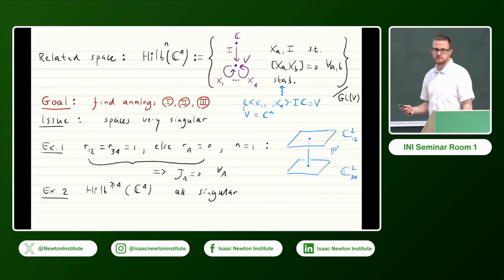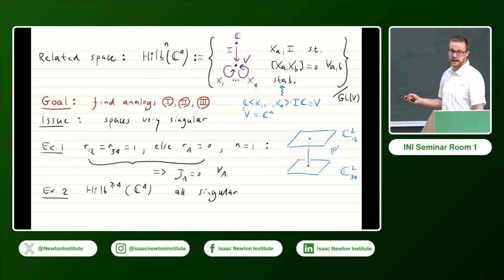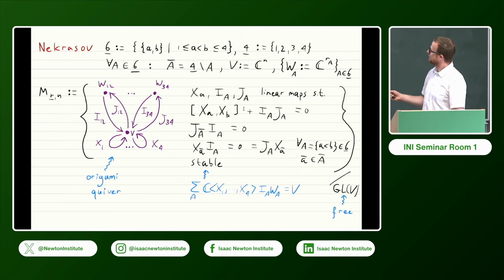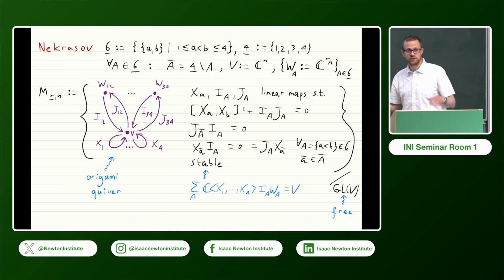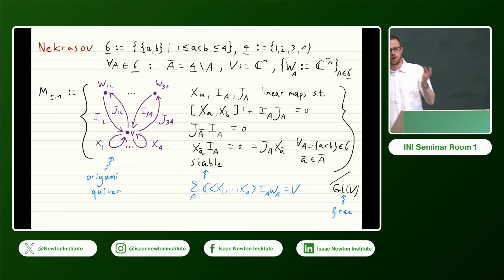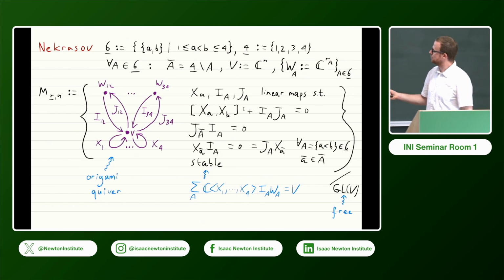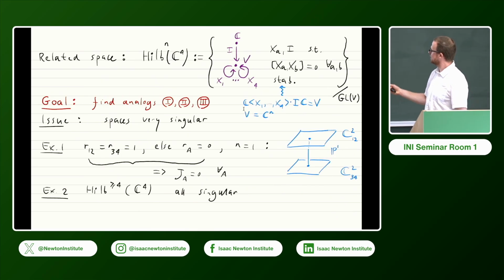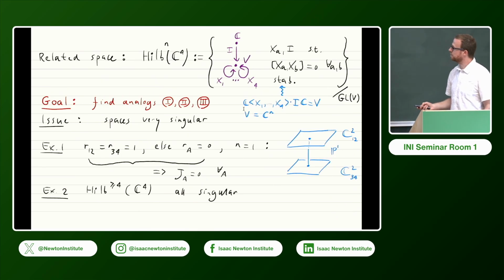Could you say example one again? Was that a picture of the moduli space? This is the actual moduli space. Yes. Right. So in this case, what do you have? We have only a W12 and W34, which are both just one-dimensional. V, which is one-dimensional. So you just have a whole bunch of scalars that need to satisfy these equations here, plus this stability condition. Then if you work it out, you'll find this space here.